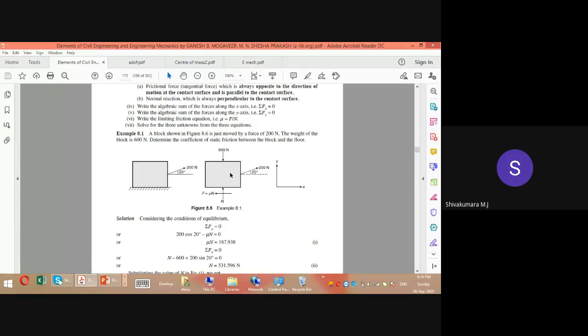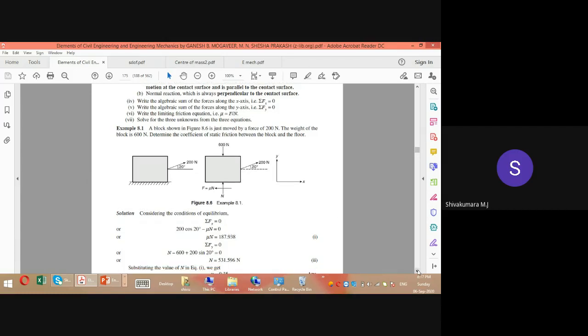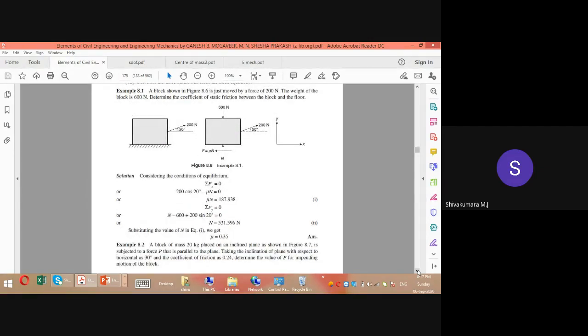600 Newton force towards down, 200 Newton force at an angle of 20 degrees. Normal reaction is towards up, and frictional force towards left. Why is it shown towards left? Because frictional force will develop in the direction opposite to the tending direction of the object. Now we have to determine the coefficient of static friction, that is mu. What is mu? Just now we saw that, right? Mu is the ratio of limiting frictional force to the normal reaction, that is F divided by N. So you apply the first condition of equilibrium, summation of Fx equal to 0.